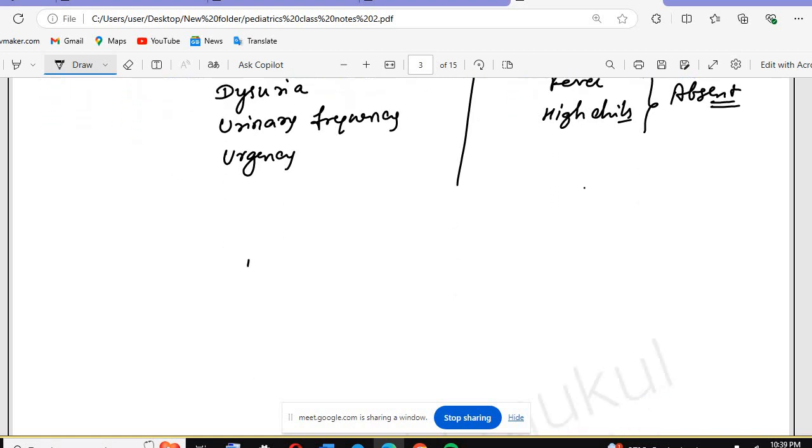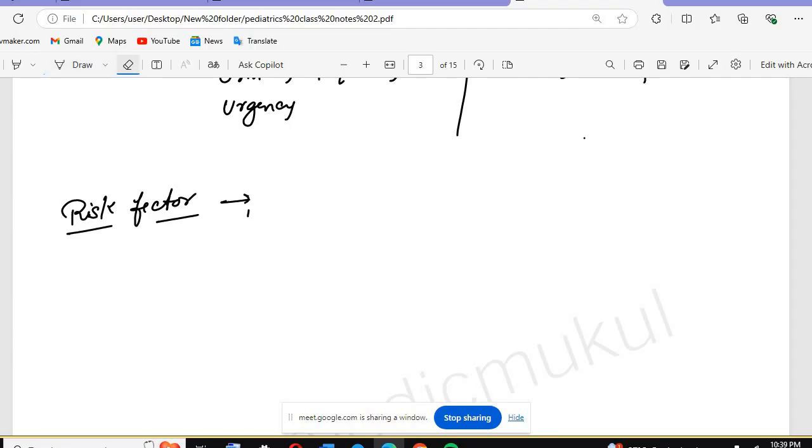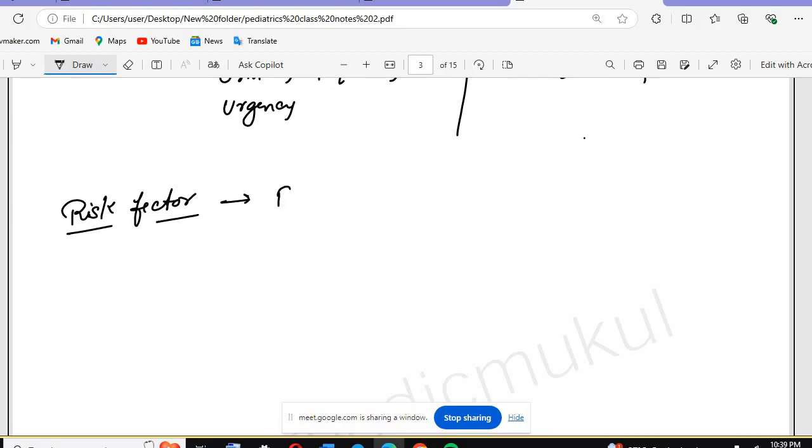Okay, what will be the risk factors? Just tell me what can be the risk factor in case of acute cystitis. Is being female the risk factor? No. The female urethra is the risk factor, because the male has a penis, so they have a long urethra. The female urethra is small, so that's why females are at more risk of acute cystitis than males.